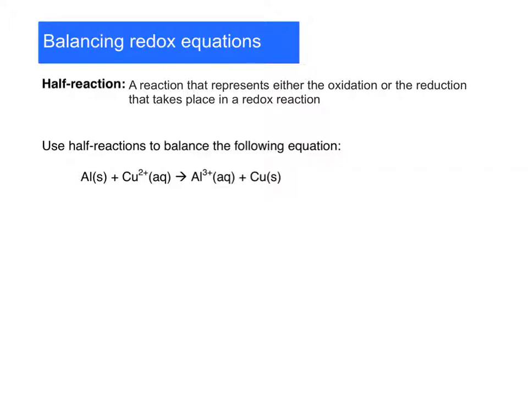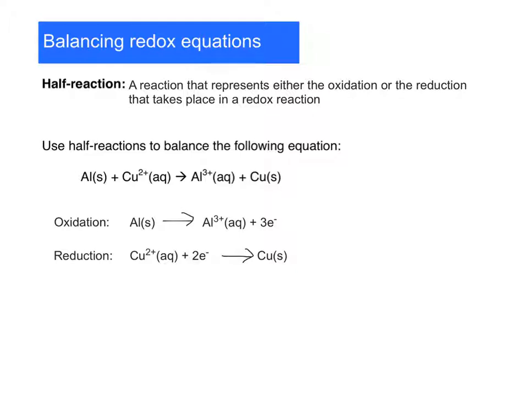We have Al solid going to Al3+ plus 3 electrons. This is our oxidation reaction because aluminum is losing electrons. We know it lost 3 because we go from an oxidation state of 0 to +3, so there were 3 electrons lost. Our other half reaction is Cu2+ plus 2 electrons goes to Cu solid. Again, we went from +2 to 0. This is a reduction reaction, and it means that we gained electrons. So that copper ion took some electrons back and became a neutral copper atom.